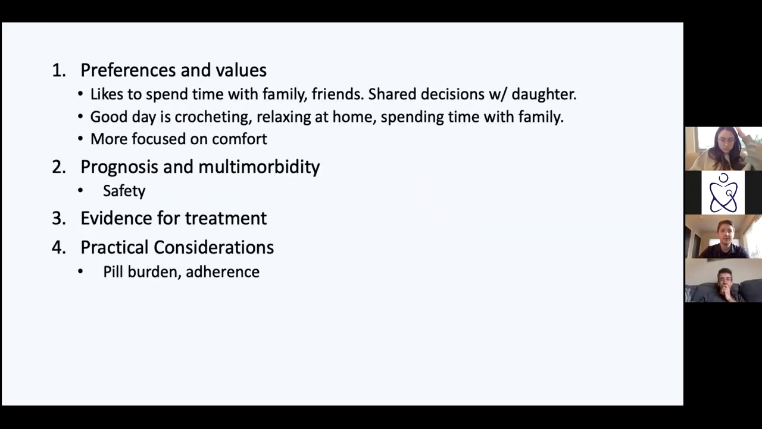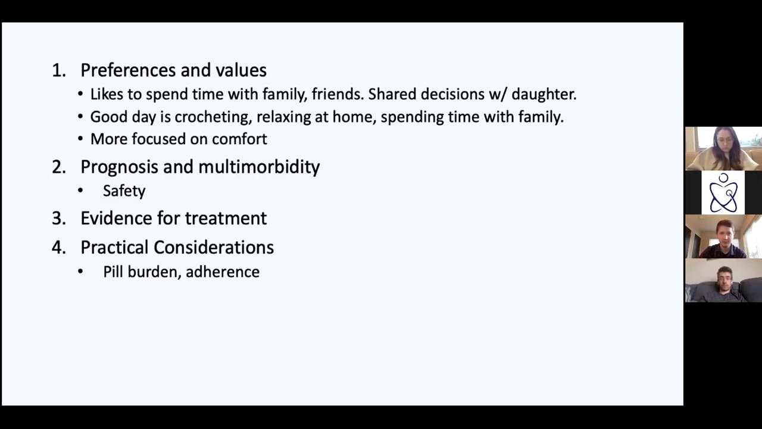Okay, great. So a little bit more about her preferences and values. She likes to spend time with family and friends. She likes to share decisions with her daughter. A good day for her is crocheting, relaxing at home, spending time with family. She's a little bit more focused on comfort. She doesn't necessarily want to go through a lot of major medical interventions. I think prognosis and multimorbidity we kind of talked on, but the most immediate concern for me is her safety. And then we'll talk a little bit about evidence for different treatments, and the practical considerations.